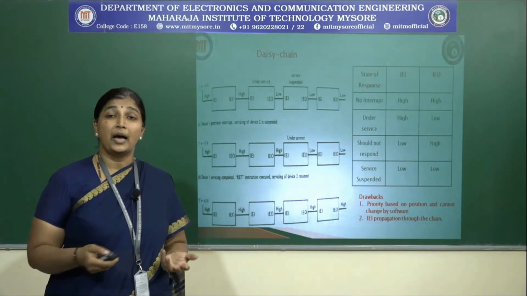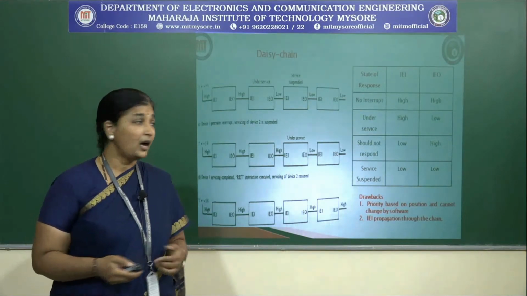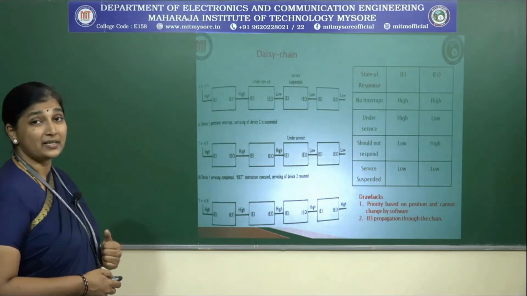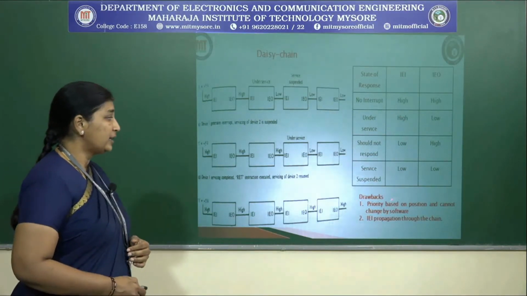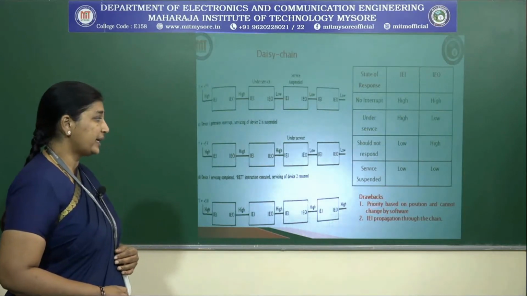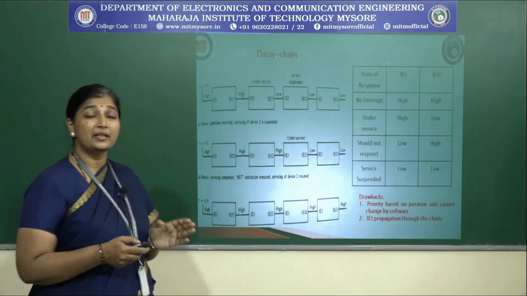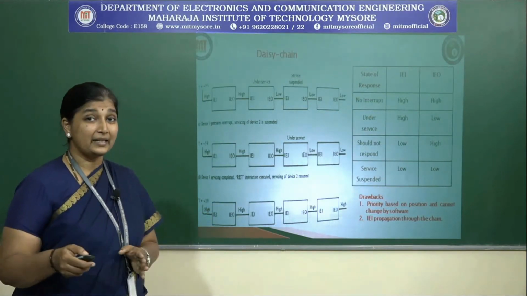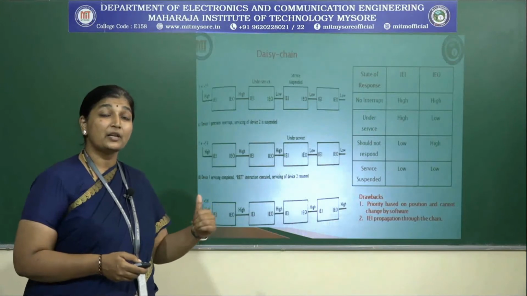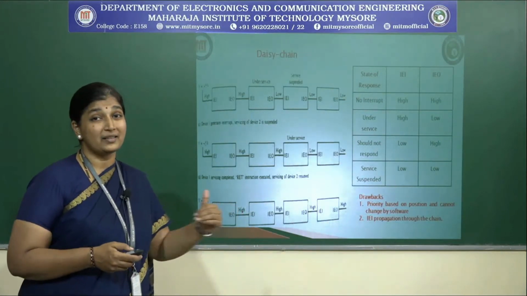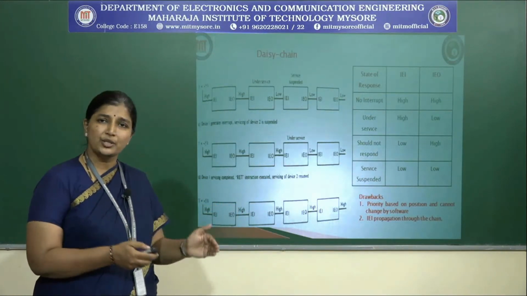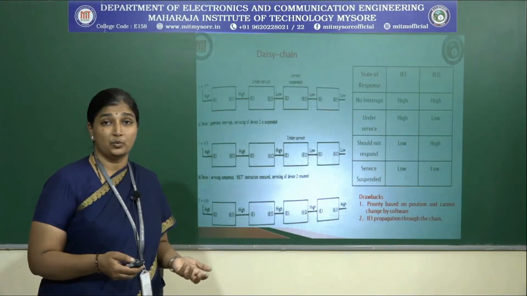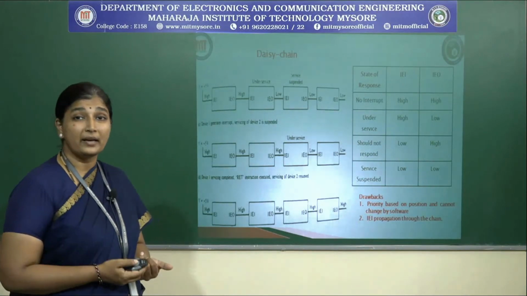There was no such ambiguity in obtaining the result. But there were certain drawbacks in the daisy chain. What is that? The priority is based on the position and cannot be changed. Whenever device 1, device 2, device 3, device 4 are connected, the first device which is connected close to the CPU will be addressed first. The device closer to the CPU will be addressed first, so it couldn't be changed with the help of software. That was a drawback in a daisy chain.